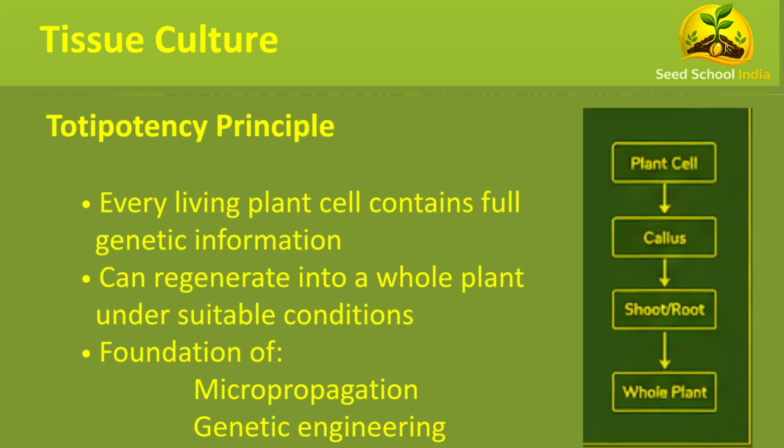Totipotency is the backbone of tissue culture. It means that every plant cell has the potential to divide and differentiate into all types of plant tissues. For instance, a single cell can first form a callus, then develop shoots and roots, and finally become a complete plant. This property is what allows scientists to regenerate plants from very small plant parts.